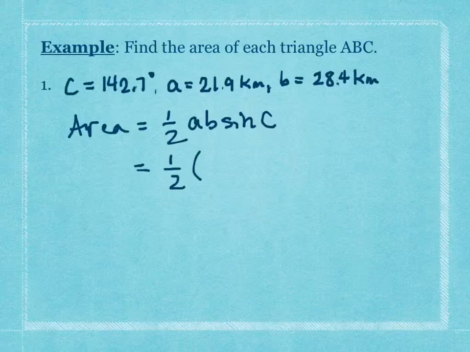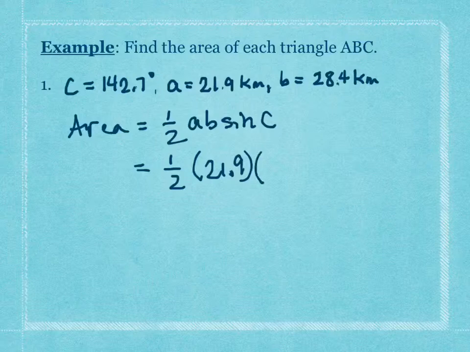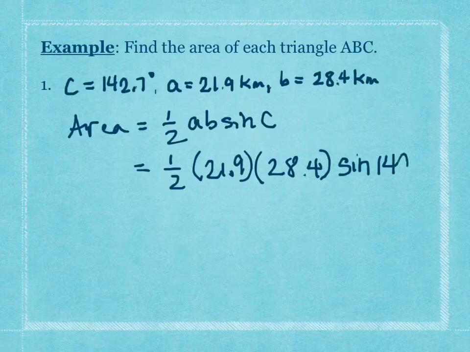So I have 1/2, side A is 21.9 kilometers. You can just put the 21.9 in there. Side B is 28.4 kilometers. And then I've got sine of angle 142.7. And I don't even need a picture to do this, right? Which, if I were finding the height, I would need a picture, because that's how I think. And I would need to know what pieces I have and where they were going and which height I was looking at and whatnot. I don't need that for this because they fit so nicely into my formula.